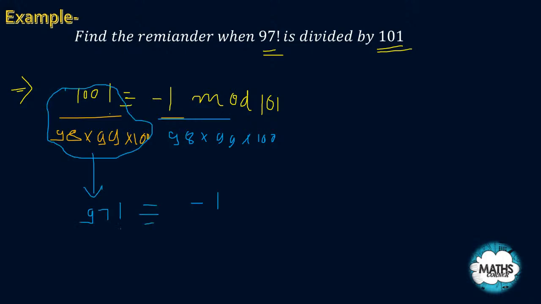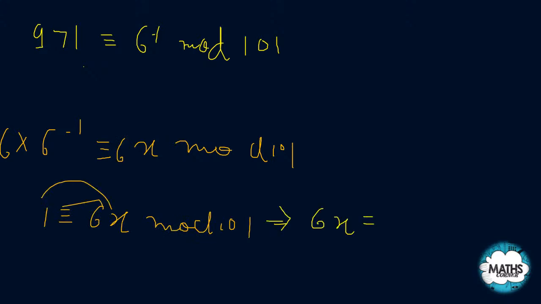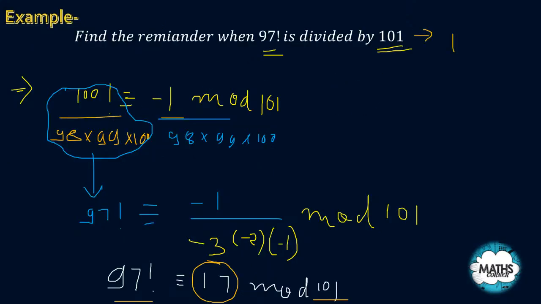Now what is minus 2 mod 101, congruent to minus 1 by minus 3? So I get 97 factorial is congruent to 1 by 6, that is, 6 inverse mod 101. Suppose x is the 6 inverse, right? I can multiply 6 on both sides, 6x congruent to 1 mod 101, and x is equal to 17. So I get the value, and my remainder will be 17.